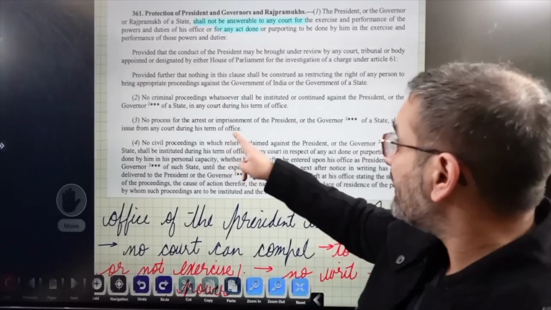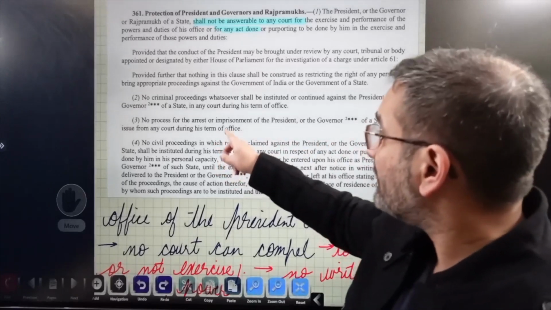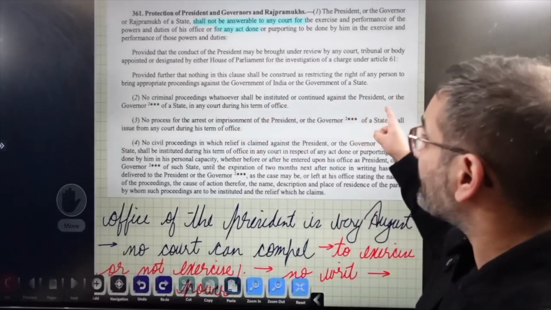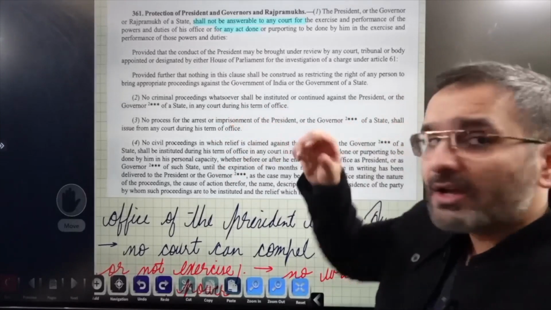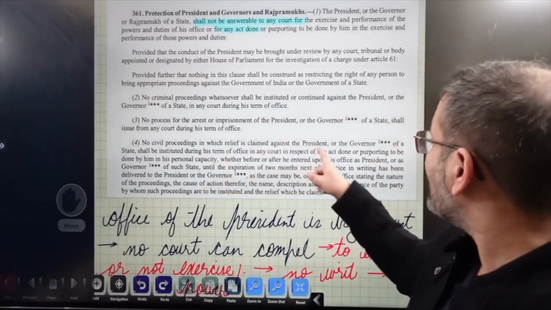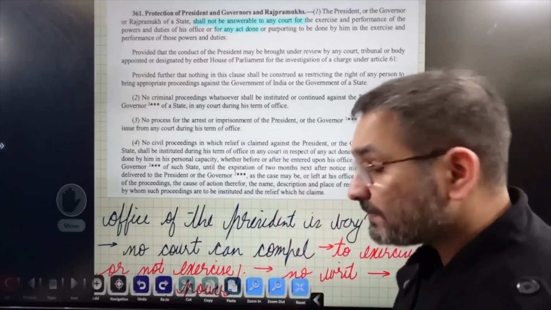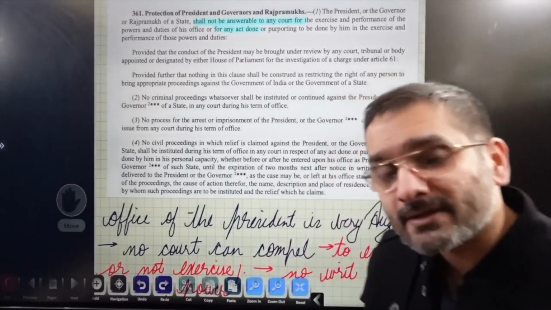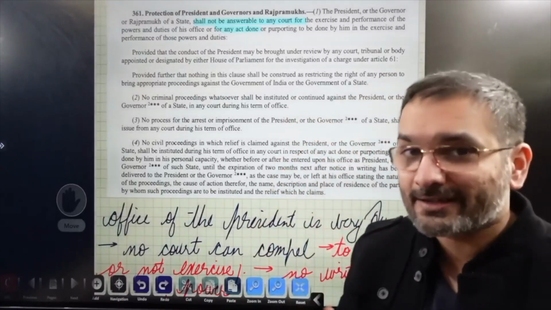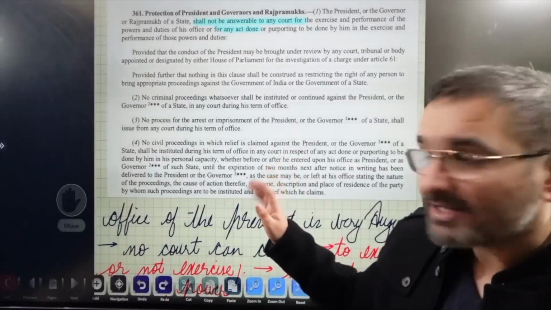No process for the arrest or imprisonment of the president or the governor of a state shall issue from any court during the term of his office. No criminal proceedings whatsoever shall be instituted or continued against the president or the governor in any court during his term of office. And no civil proceedings in which relief is claimed against the president or the governor of a state shall be instituted during his term of office. So practically speaking, the post of the president is immune, right? Therefore the impeachment provision is salutary, so that at least he knows that, yes, I have immunity, but I can be impeached as well, all right?